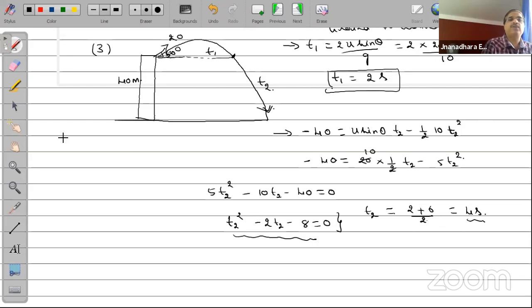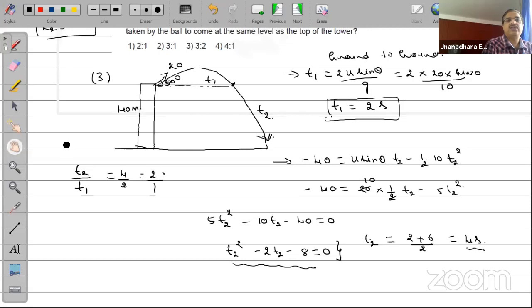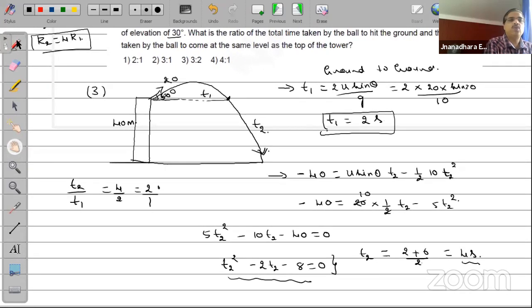Now, the moment you get T2 to be 4 seconds, I have to find the ratio of the two. So the ratio is T2 by T1, which will be 4 by 2, which is therefore 2:1. So the answer to the third question is 2:1. Again, you may immediately ask me whether people are going to ask this kind of question in CET. Why not? These are all the things that you already do in your PU stuff, and therefore this is a question which can definitely be asked.